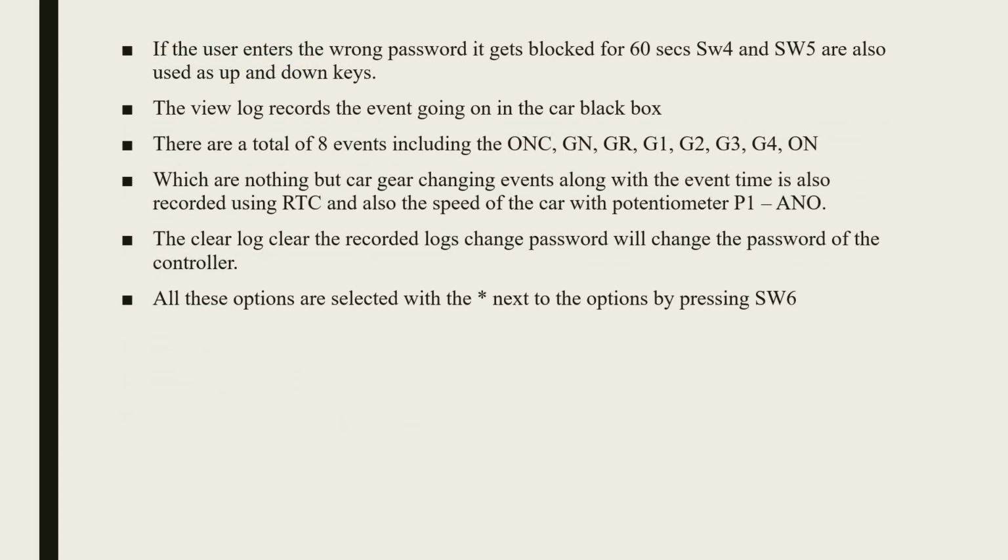The view log records the events going on in the car black box. There are a total of 8 events, including ON, C, GN, GR, G1, G2, G3, G4, and so on, which are nothing but car gear changing events. The event time is also recorded using RTC, along with the speed of the car using a potentiometer on AN0.